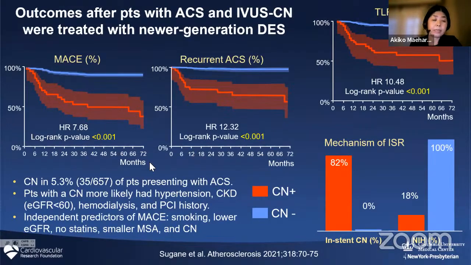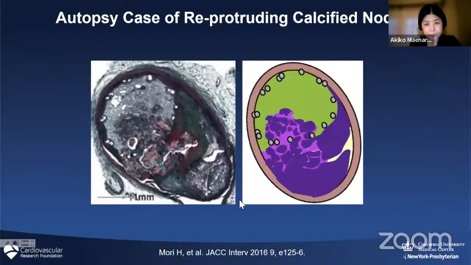Here we compare patients with and without calcified nodule. If you look into the long-term outcome after PCI, the patients who had calcified nodule, shown in red, had the worst outcome compared to those without. In this Japanese study, patients had in-stent stenosis. At the time of the event, they evaluated by IVUS, and 82% showed reprotrusion of the calcium into the stent. This is how it looks in an autopsy case by the pathologist.